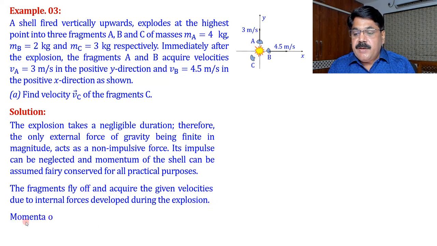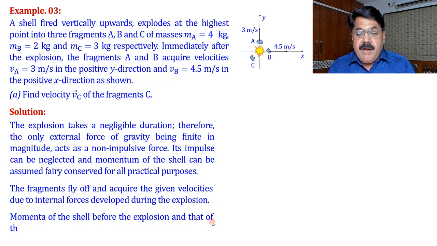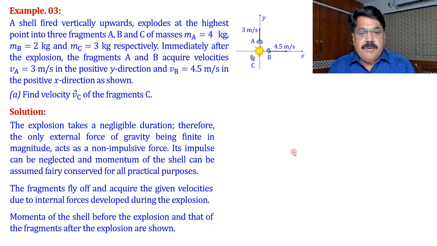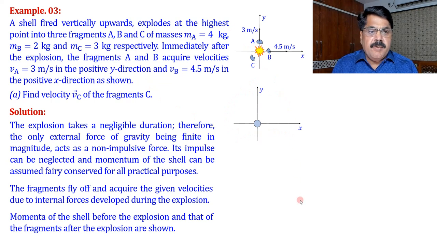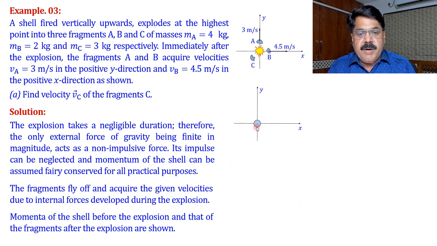So the momentum of the shell before the explosion and that of the fragments after the explosion are shown here in the diagram. We can multiply these velocities by masses to show the momentum. But before the explosion, the momentum was zero because it explodes at the highest point, where its speed was momentarily zero.